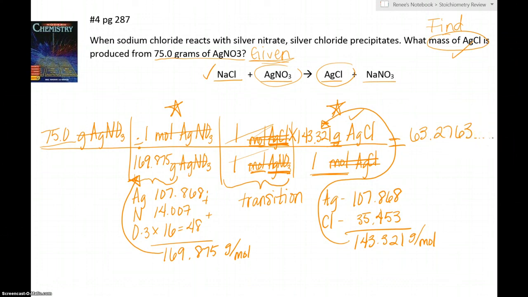But if we look at our problem, we notice that there are 3 significant digits that were given to us. Remember that this 0 counts only because of that decimal. So it would be 1, 2, 3 significant digits. So our answer should also be given in 3 significant digits. So we're going to round this number to about 63.3, since this 7 will make the 2 round up, grams of silver chloride. And that is your answer.